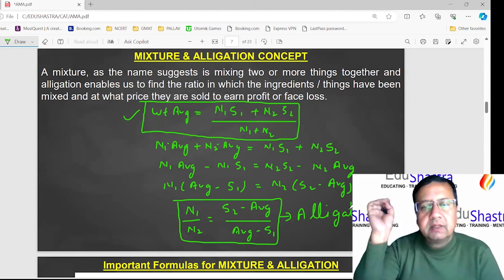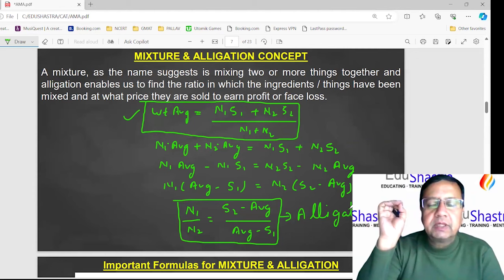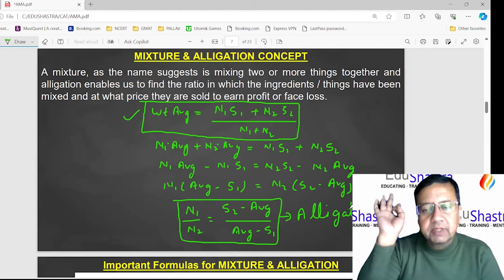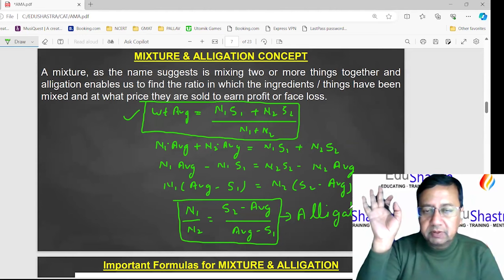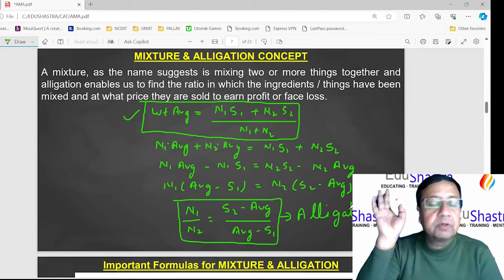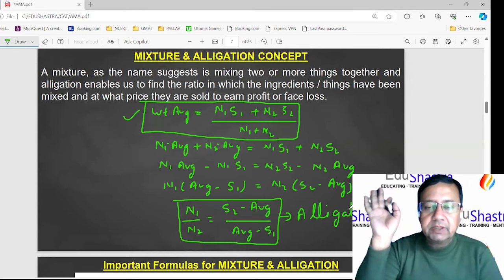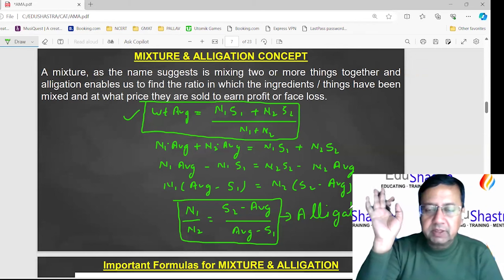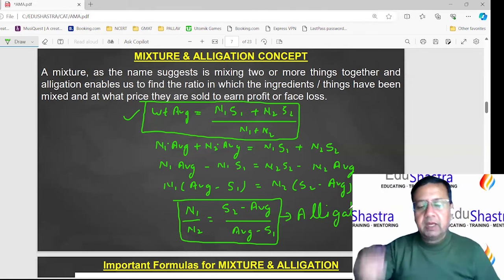Right? So now first say this. It is just a different rearrangement of the weighted average formula. There is nothing new in the alligation, right? So I am not adding any variable. I am not adding any principle, theorem, concept, etc. I am not removing any variable here, right? I am just rearranging one expression into the other expression, right?